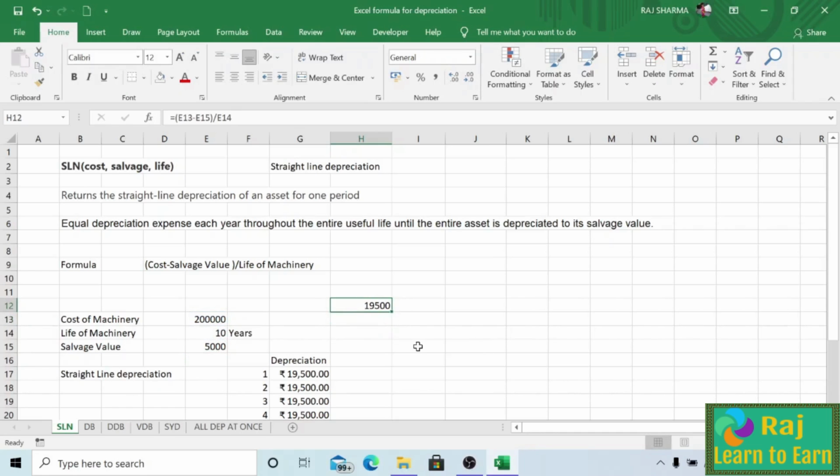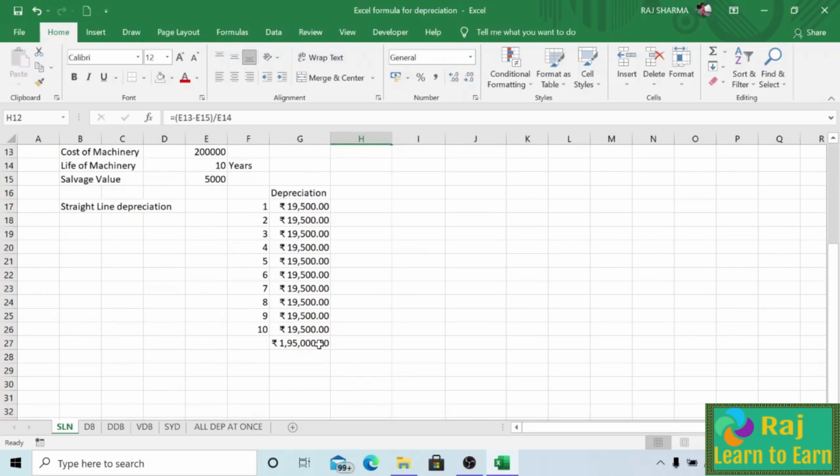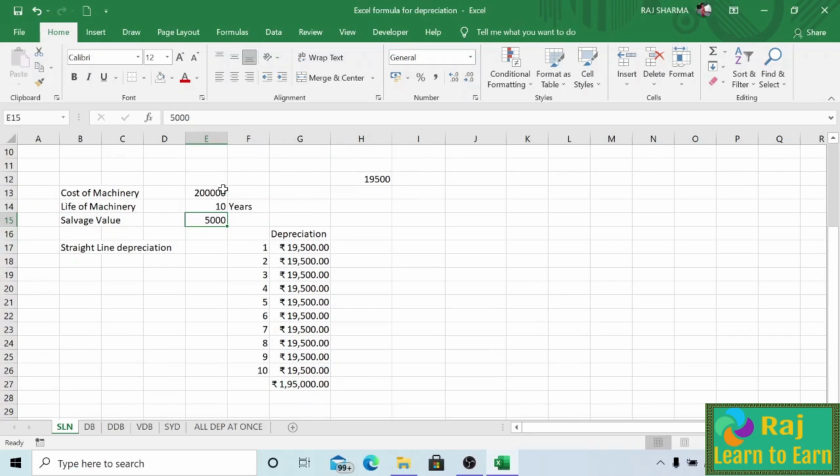So 19,500 is the depreciation which is going to be charged every year on this particular machinery, and the summation of that will be 1,95,000. And if 1,95,000 depreciation is charged and the 5,000 is the residual value, when we add both of these, we get the purchase price of the machinery, that is 2 lakhs.